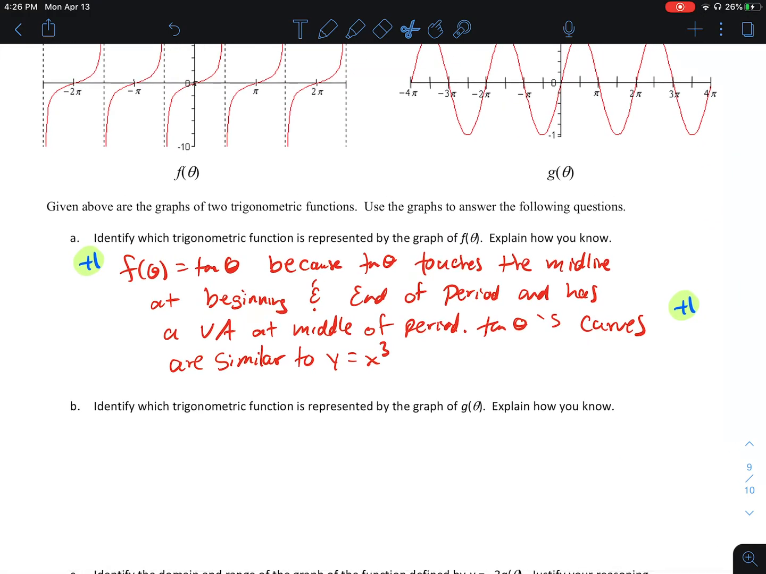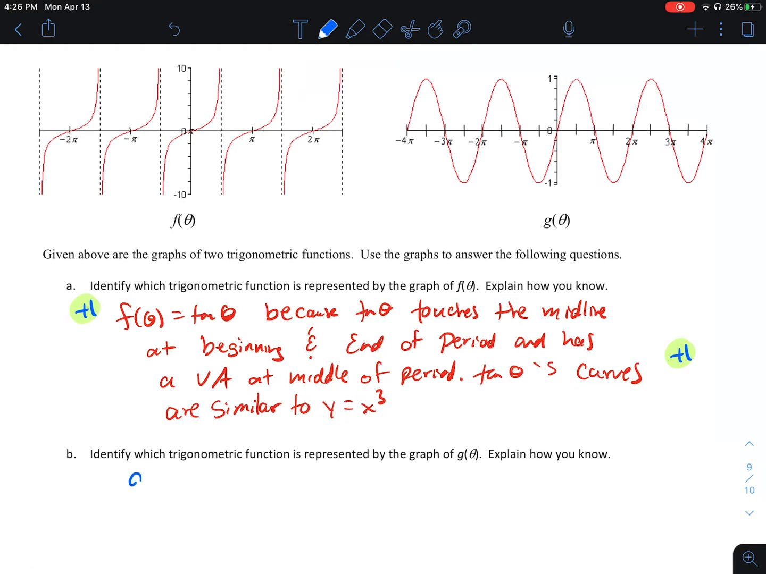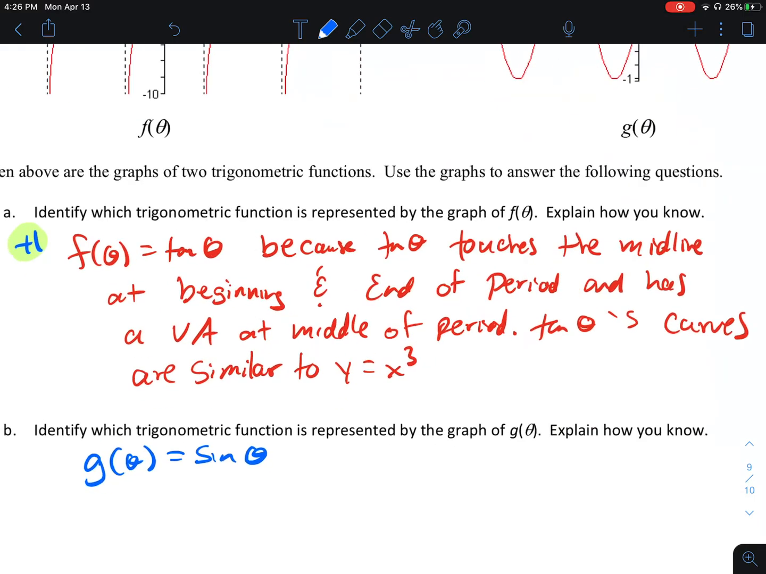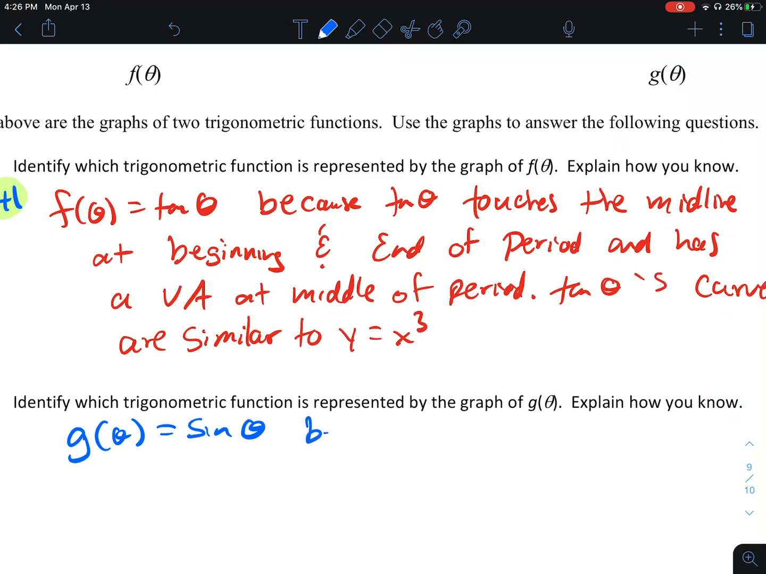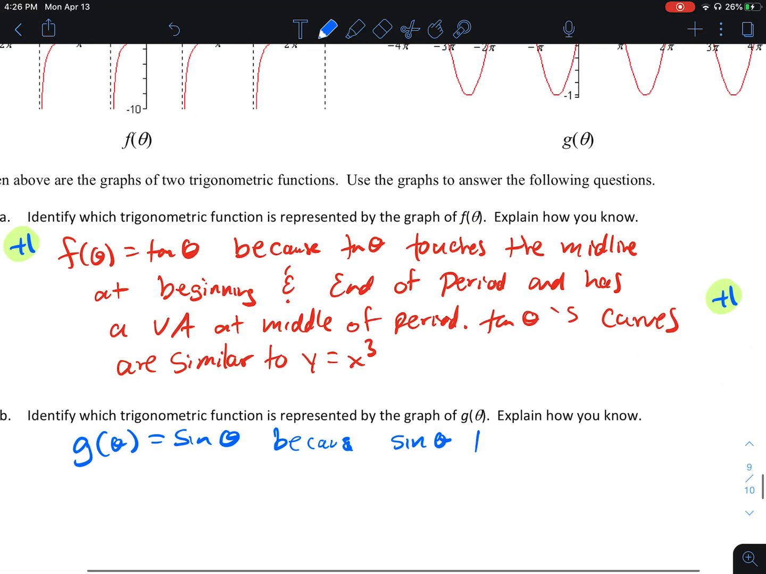B, which trig function is g of x? Well, I would say that's sine. G of theta equals sine of theta. How do I know this? Well, sine of theta touches the midline at the beginning, middle, and end of the period.